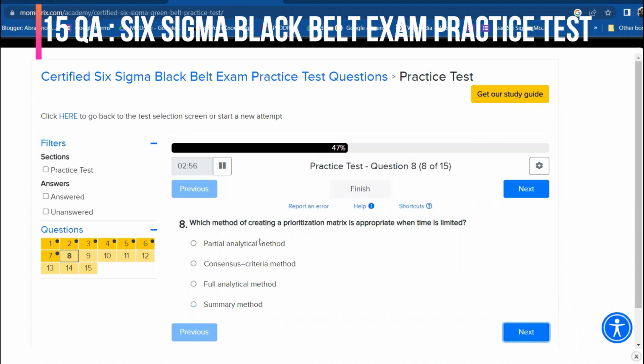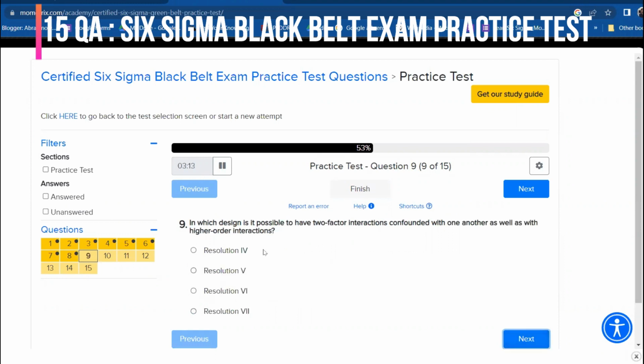Which method of creating a prioritization matrix is appropriate when time is limited? When time is limited, we will not be able to go for the full analytical or partial analytical methods. We can just go for the consensus criteria method. In which design is it possible to have 2 factor interactions confounded with one another, as well as higher order interactions? This is called resolution 4.